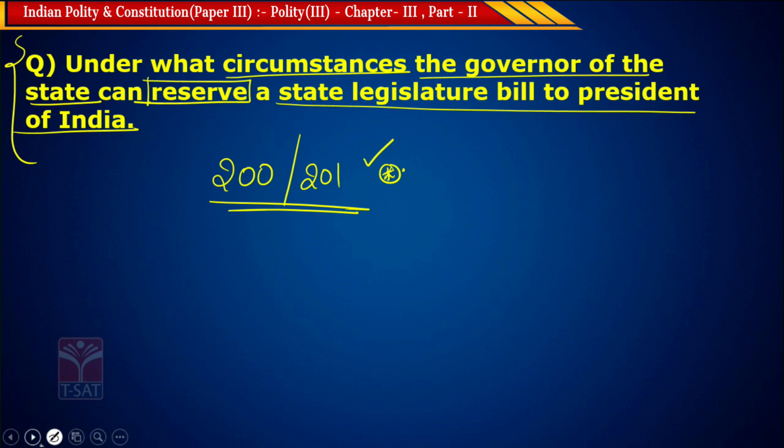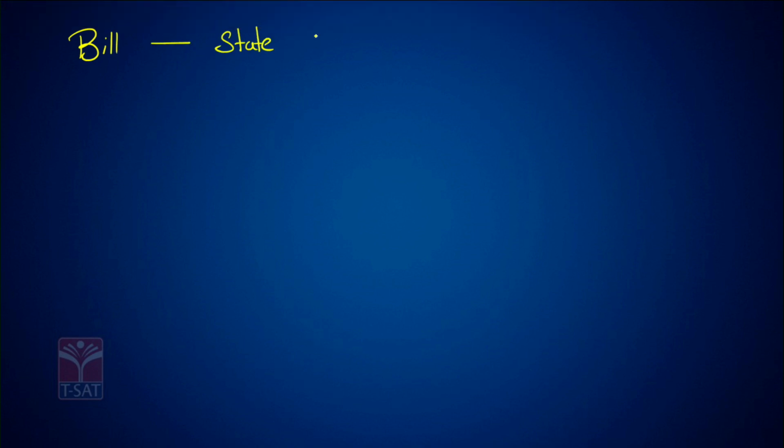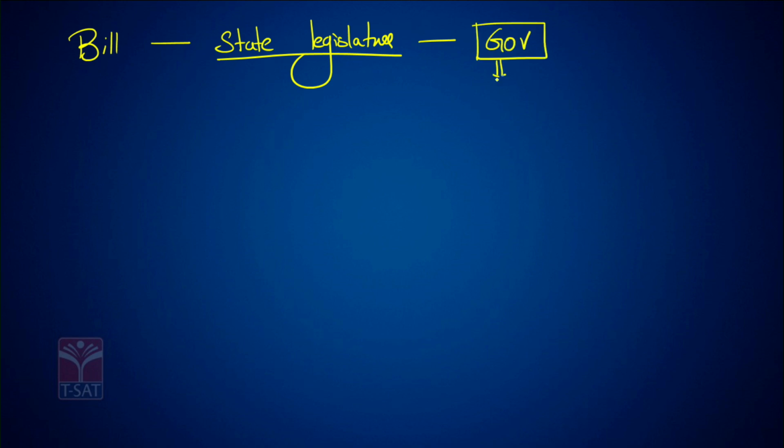Okay. Now look at the screen. When a bill is passed in the state legislature, it will go to the governor for his consent. Now, the governor can utilize the following alternatives. He has 5 alternatives on that ordinary bill of the state legislature.